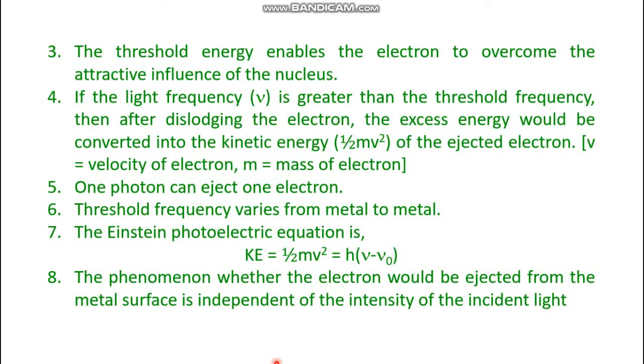But keep one thing in mind: if the photon frequency is greater than nu 0, then with increasing intensity you will get a higher number of electrons. That means electron density would increase, and more electrons would be dislodged, because per each photon one electron is dislodged. So if you increase the intensity, the number of electrons would also increase, provided nu is greater than nu 0.